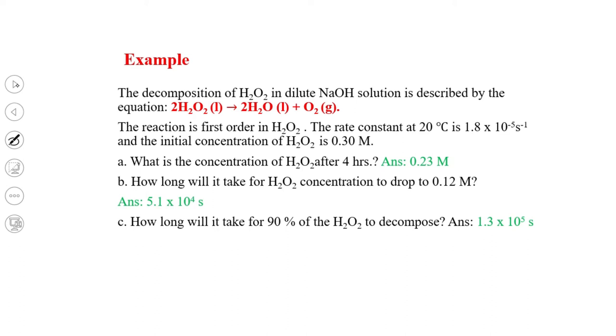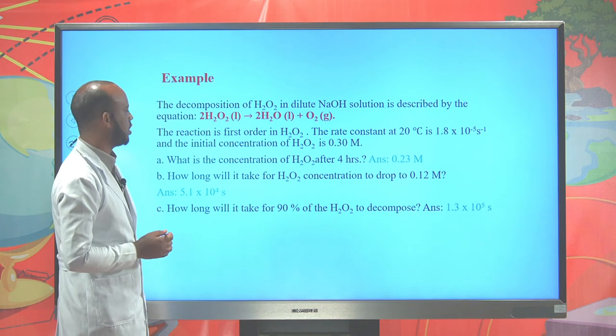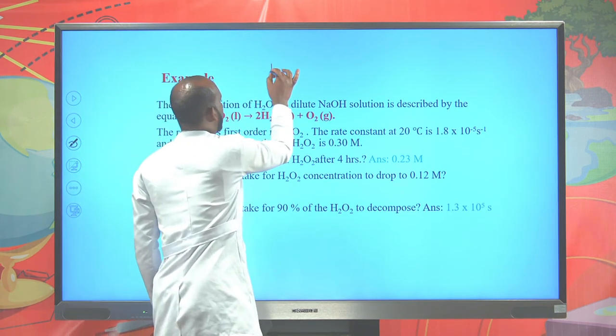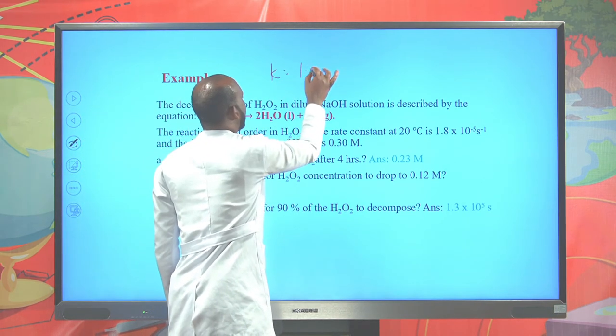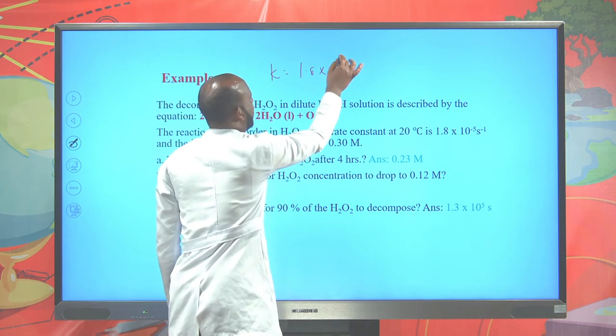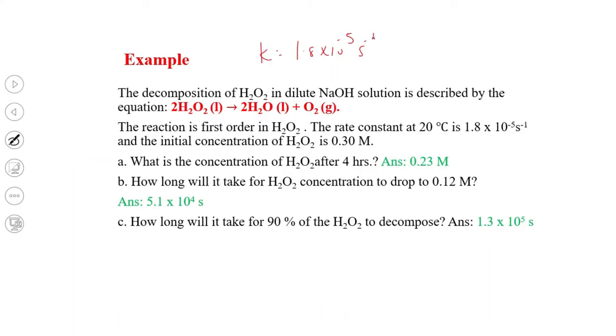The rate constant at 20 degrees centigrade is K. K is given equal 1.8 times 10 to the power of minus 5 per second. And the initial concentration of hydrogen peroxide, initial concentration A naught, equal 0.3 molar. What is the concentration of hydrogen peroxide after 4 hours?